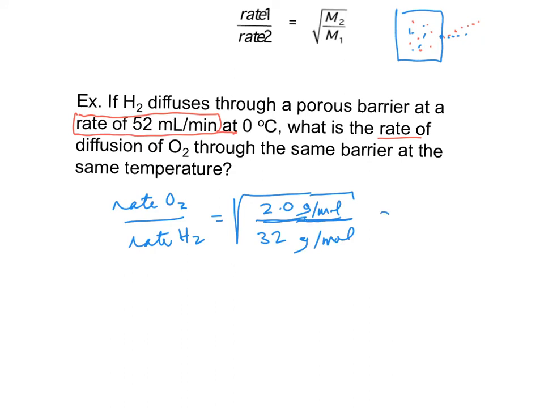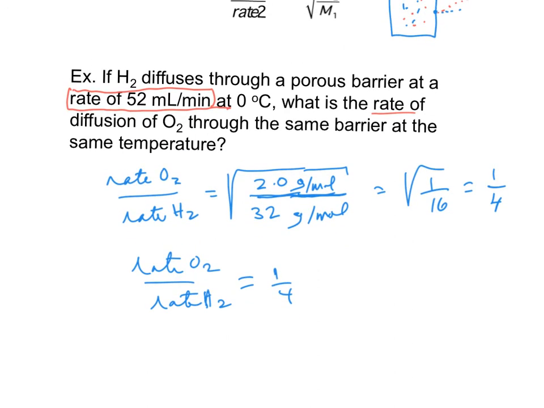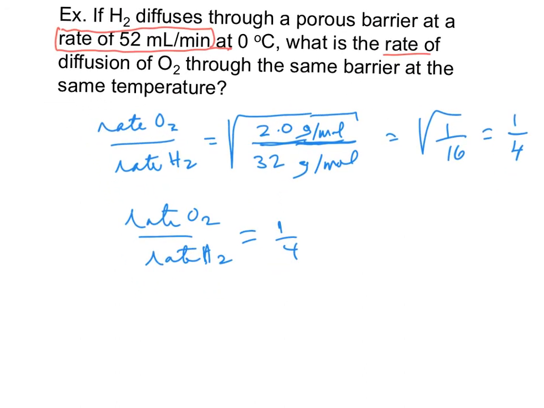Okay, and that is the square root of 1 over 16, which is 1 over 4, right? So the rate of O2 divided by the rate of H2 is equal to 1 over 4. And we are solving here for the rate of oxygen. So the rate of O2 is equal to 1/4 the rate of hydrogen. You just multiply the rate of hydrogen times both sides there.